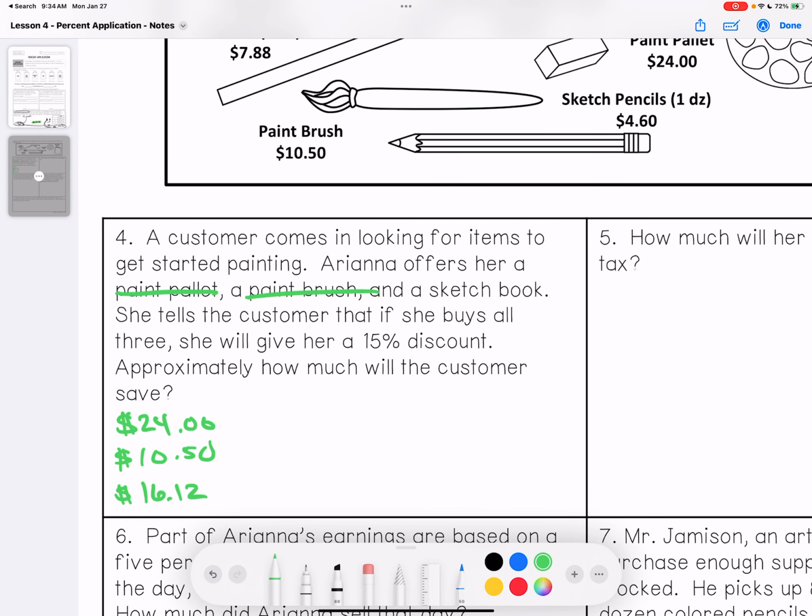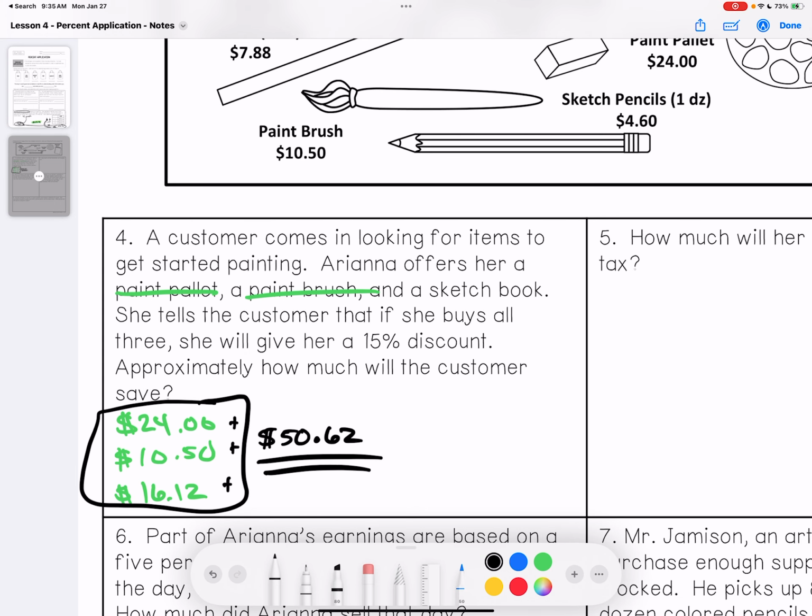So that would be the total cost if there was no discount. So let's add those up. And what do you get? So we're going to go 24, everybody do this, plus 10.50 plus 16.12. You get $50.62. That's the total that she would have paid without a discount.